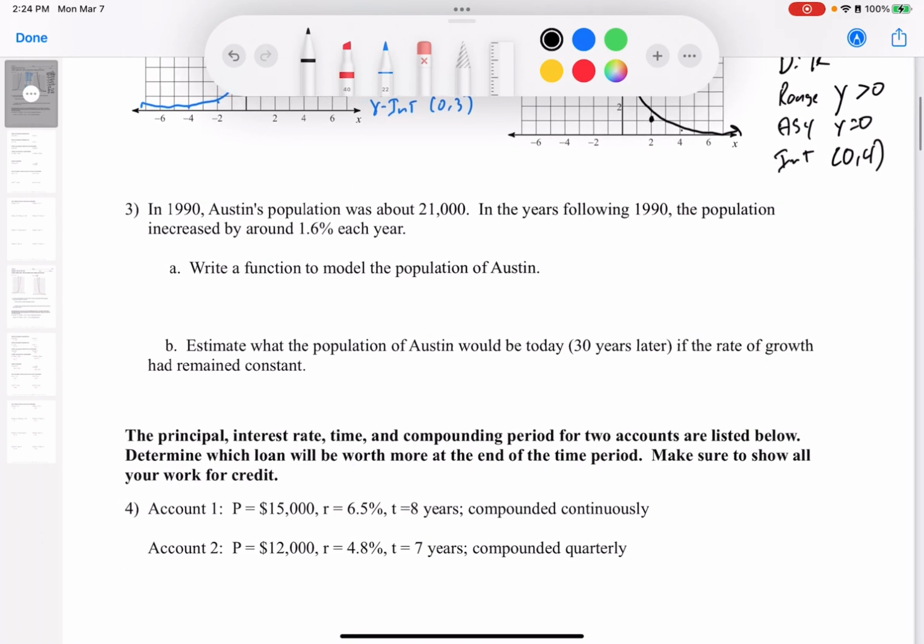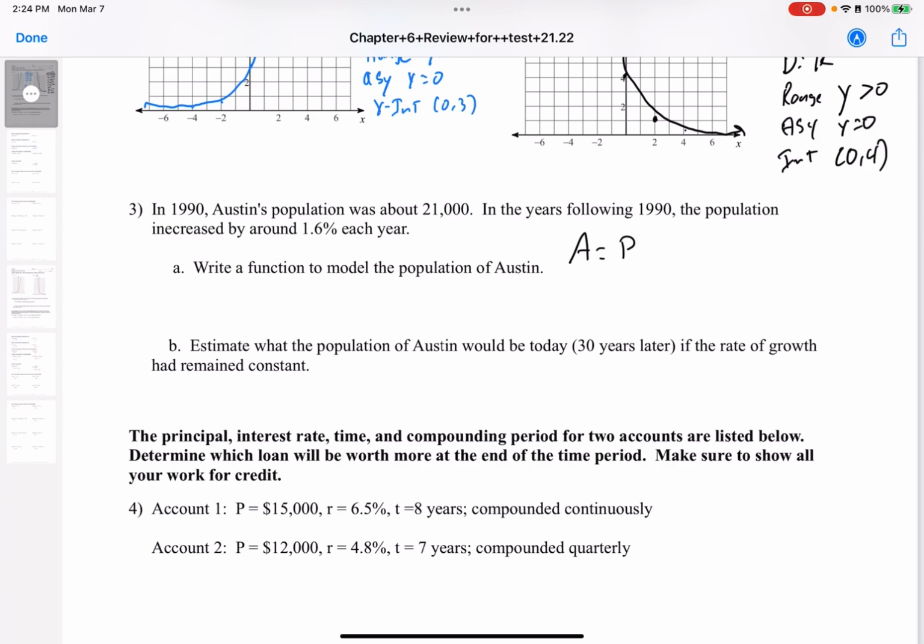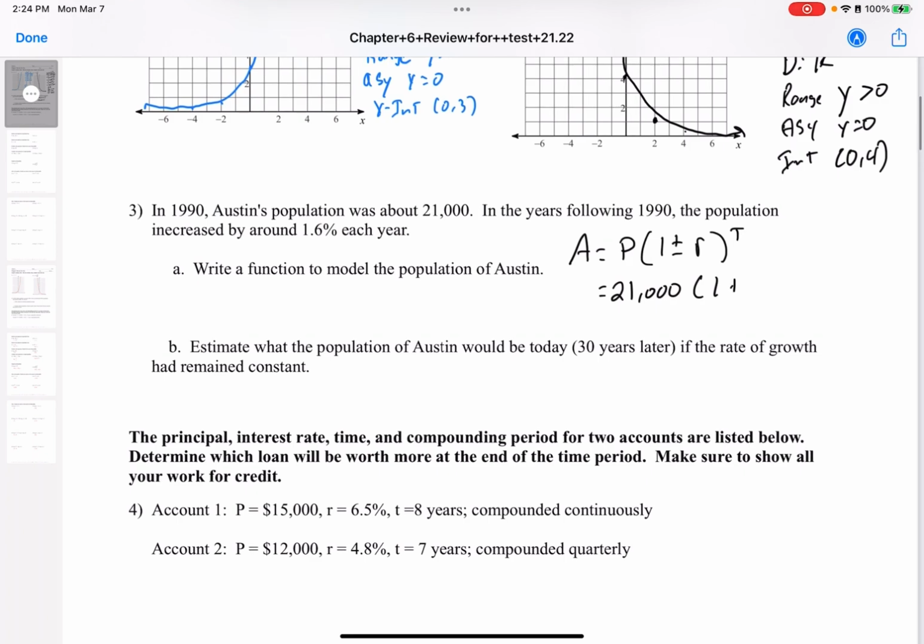Number 3. It says in the 1990s, Austin's population was about 21,000. In the years following 1990, it increased by around 1.6% each year. Write a function model to represent this. So in this case, our amount is going to equal our principal times 1 plus or minus the rate to the time. So we started out with a principal amount of 21,000 times 1. It's increasing, so it's going to be 1 plus. Now I've got to do the rate. Make sure your rate is now a percentage, so it's 1.6%.